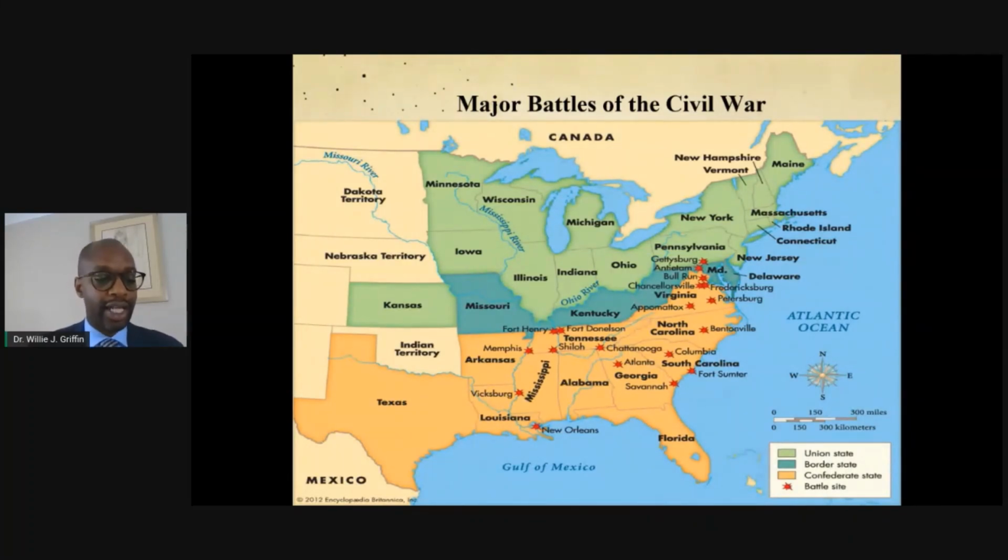So this helps us understand why it took so long for news about the Emancipation Proclamation, the end of the war, and the 13th Amendment to travel to Texas, because this is where plantation owners took their enslaved property.